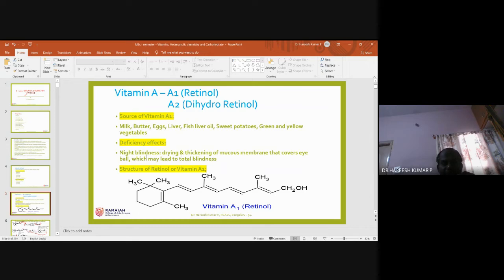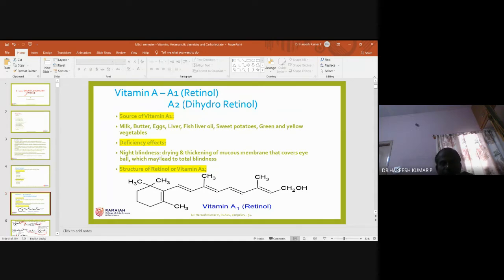During the daytime it's okay with respect to the sunlight, it's more visible in the presence of sunlight, and maybe at night the visibility decreases. Anyway, when we discuss the biological importance of vitamin A, we will also discuss that. Now, the deficiency effect of vitamin A is called night blindness.